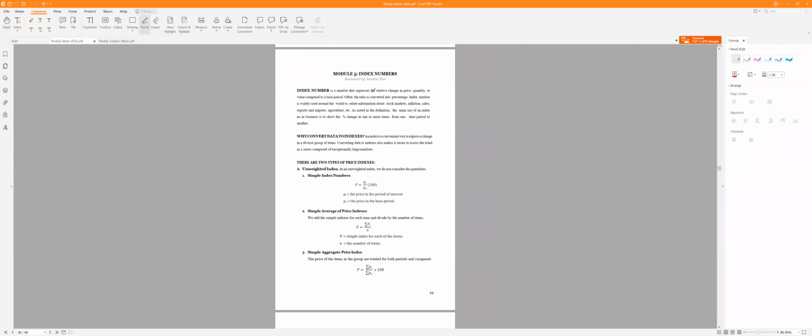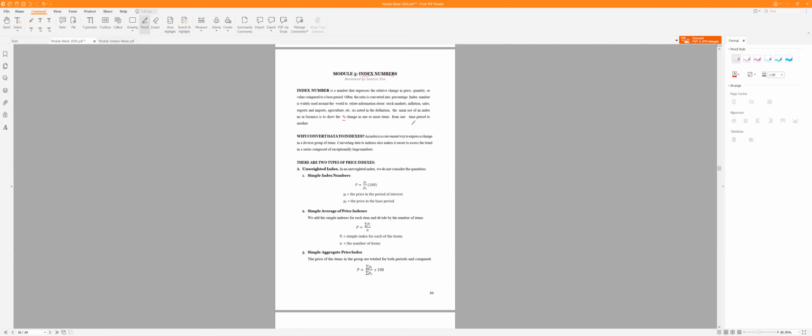Right, everyone. Welcome. I will be teaching Module 5 this week. Module 5 is all about index numbers. So, what are index numbers? They are basically numbers that represent percentages. They're basically percentages, but without the percentage sign.